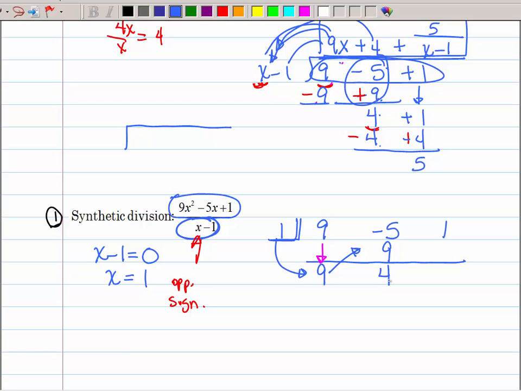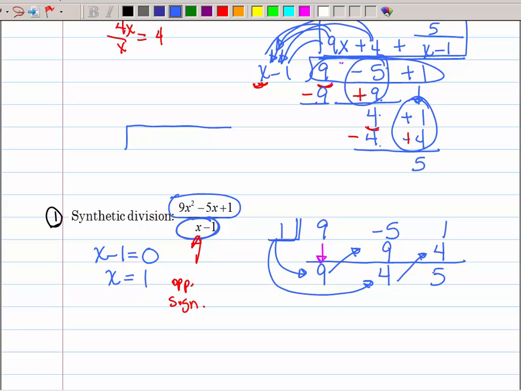Then I'm going to repeat the process just like I did up here. I had this 4 and I multiplied out there. I'm going to multiply this 1 times that 4. I'm going to put the answer here and I'm going to add those numbers just like that. And believe it or not, you've done synthetic division.